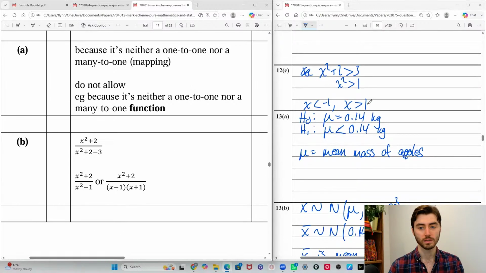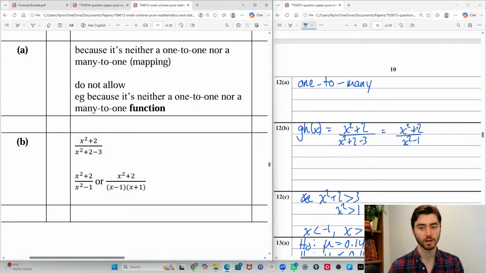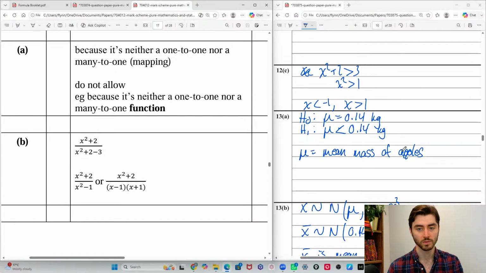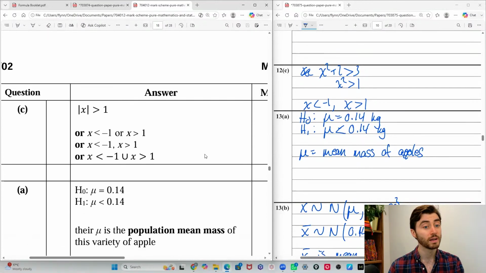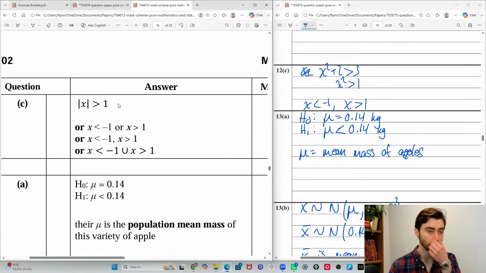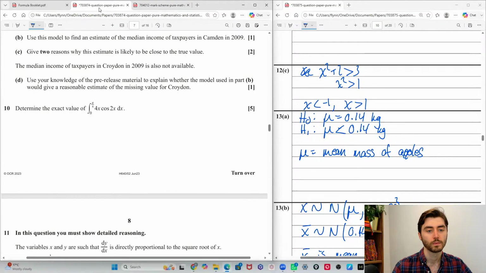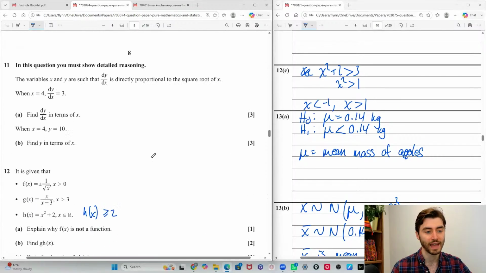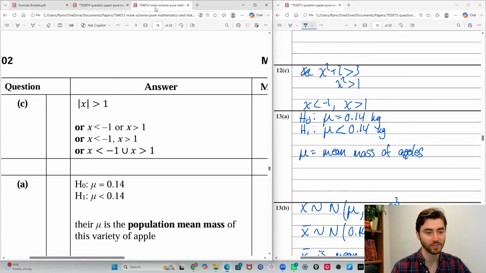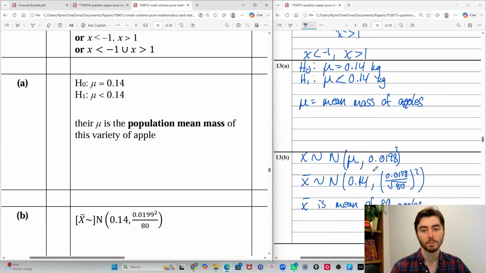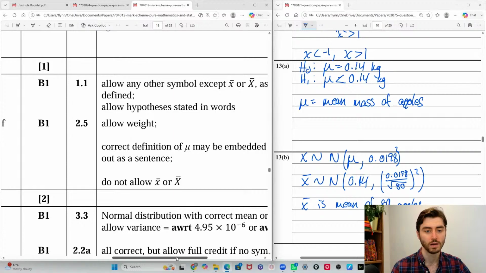So this is x squared plus 2, x squared minus 1. I'm really curious about this. Yes, okay, the modulus of x is bigger than 1. But I'm surprised it was stated, given how much work you kind of had to do to get there. So here is the population mean mass. Allow weight.